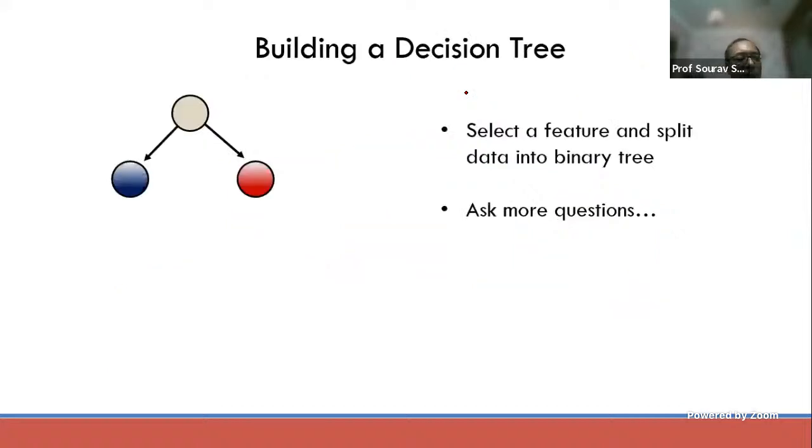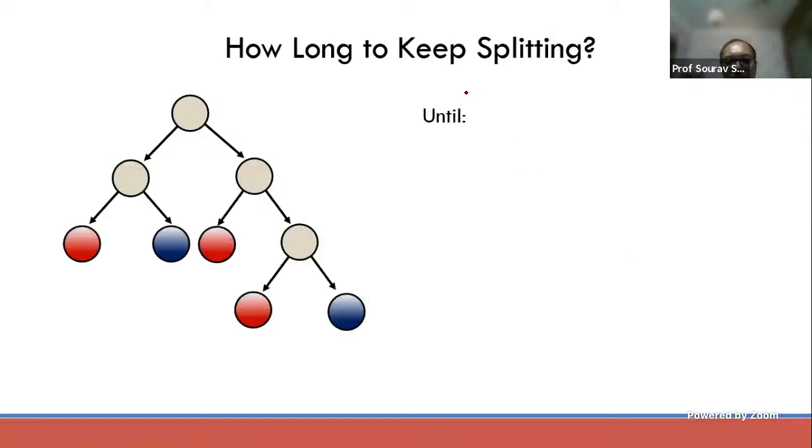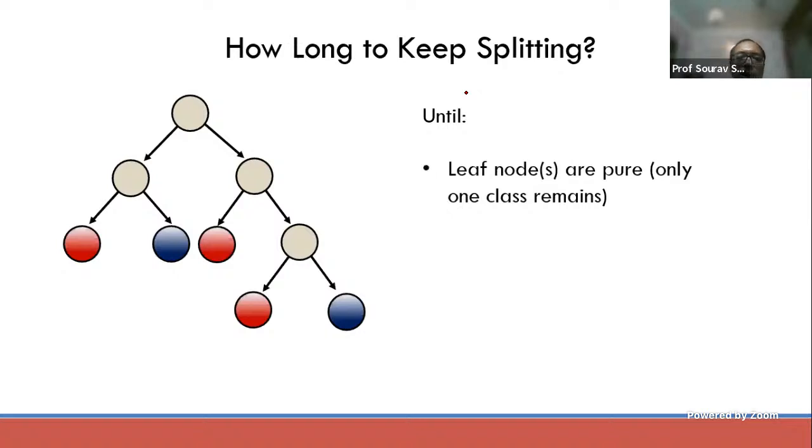Let's move ahead, right? So this kite or the chi-square interaction detection, that was just one of the ways in which you could have the splitting. Let's see some more. How long to keep splitting? Until leaf nodes are pure, as we said, maximum depth is reached, performance metric is achieved.